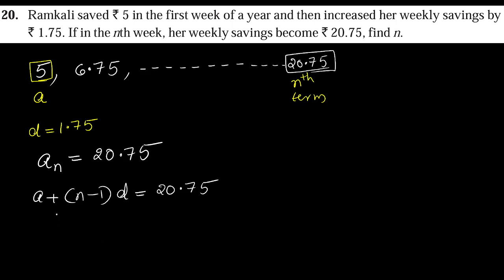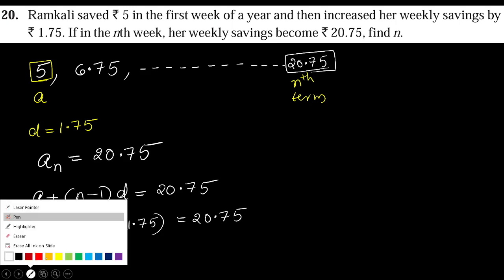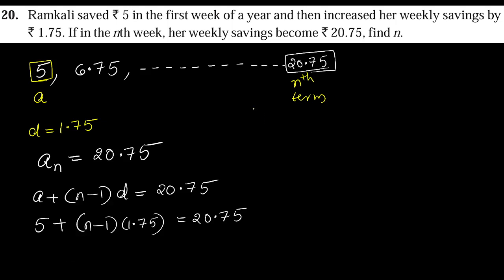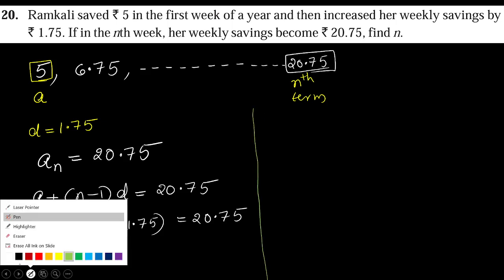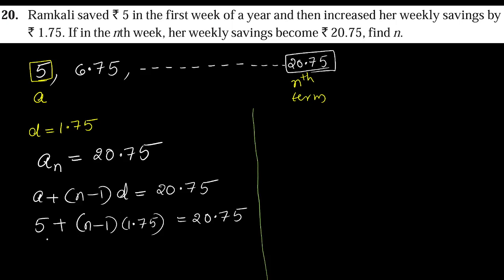A is 5. Understood? Let me substitute the value. A is 5. N I don't know. Into d. Common difference is 1.75. Equal to 20.75. If anybody gets the answer, please send me a chat message. It is actually a simple question. So we can take this 5 to the other side.